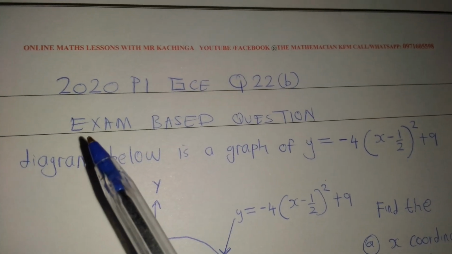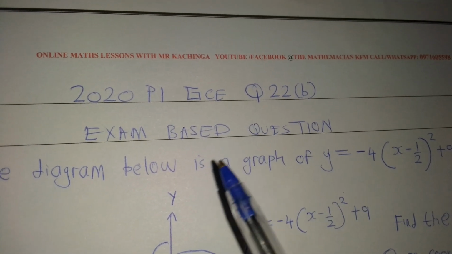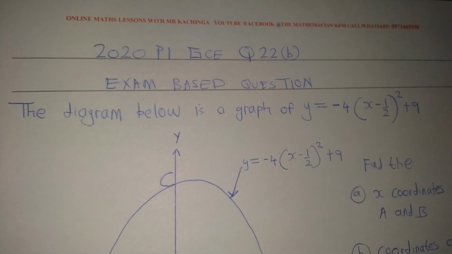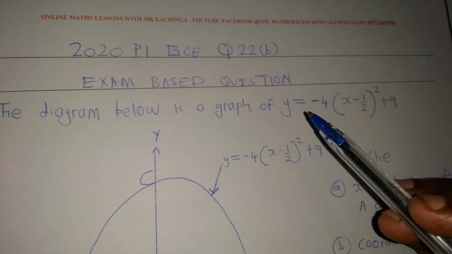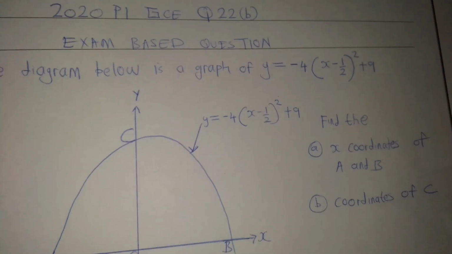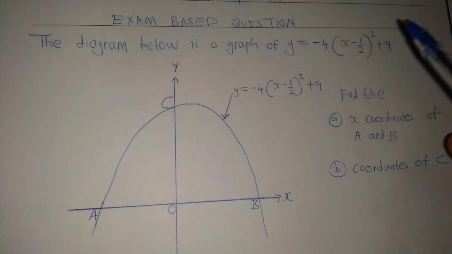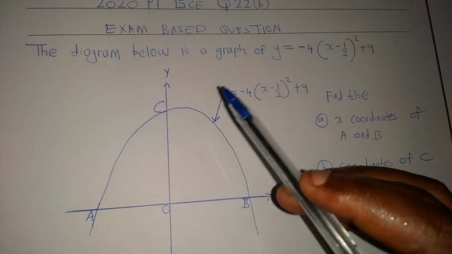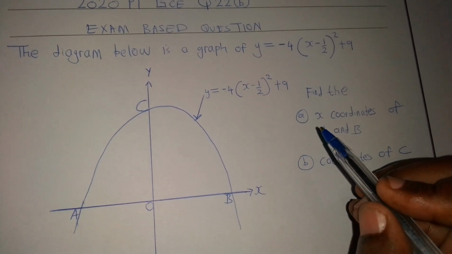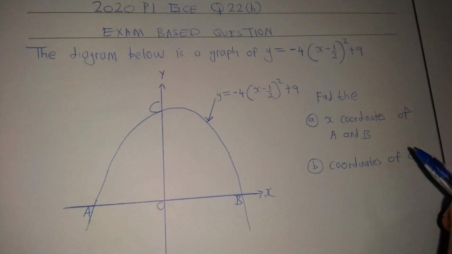So in this video we'll look at 2020 paper 1 GCE question 2b, an exam-based question. So this is the question. The diagram below is a graph of y equals -4(x - 1/2)^2 + 9. So this is the graph. This graph is a graph of the parabola, also called a quadratic graph. Find the x coordinates of A and B, then the coordinates of C.